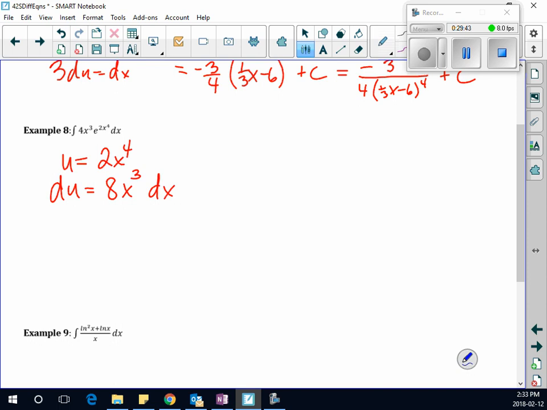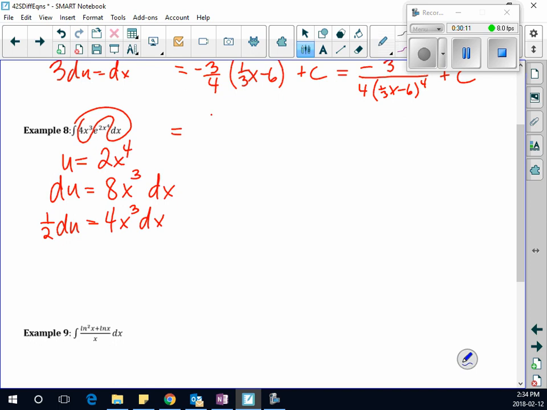Okay, so we have the x cubed here, but we need 4. Do you see that? We need a 4x cubed. So how can we manipulate this so it's a 4x cubed? Yeah. So 1/2 du equals 4x cubed dx. Does everybody see what I did there? You're just doing algebra, right? Whatever you do to one side, you do to the other, and make it all work.